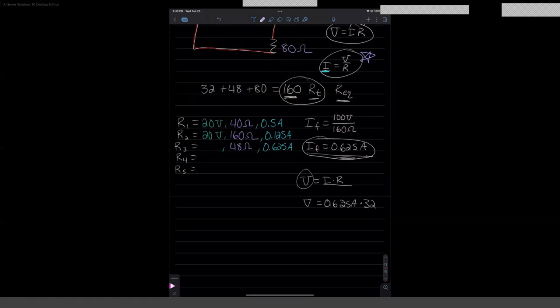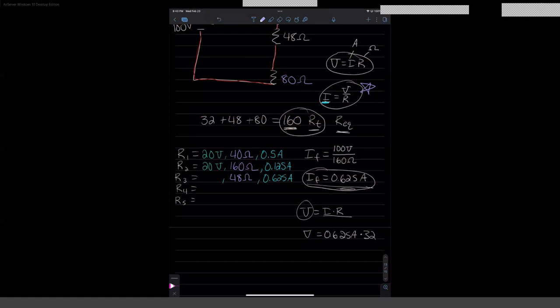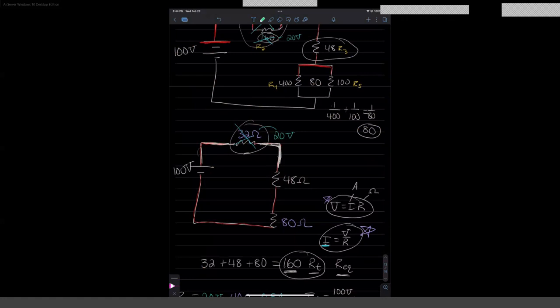And so we have two pieces of information, and we only need two to find the third. If we're trying to find voltage, we use this one. So we do 48 times 0.625, and you get a voltage of 30 volts. Sweet, so now we're done with this one.